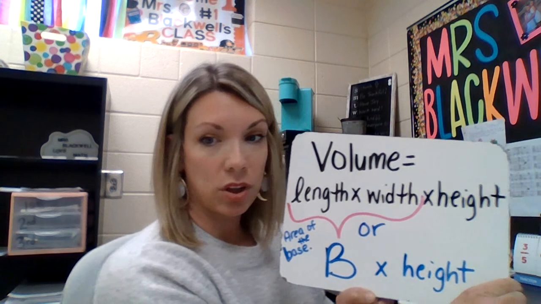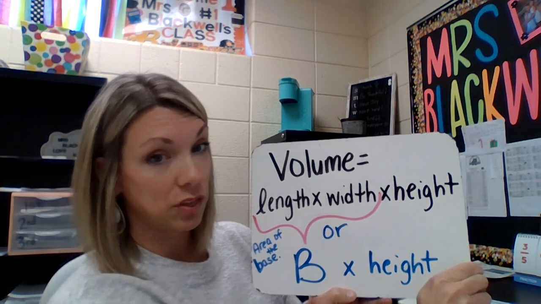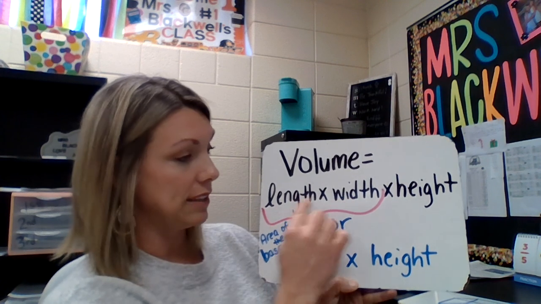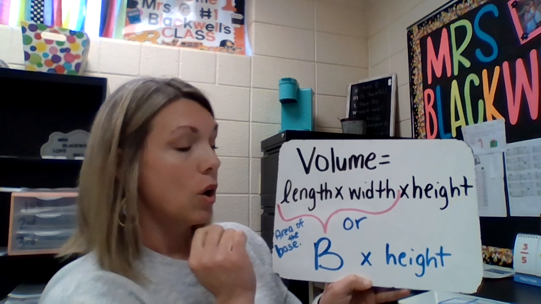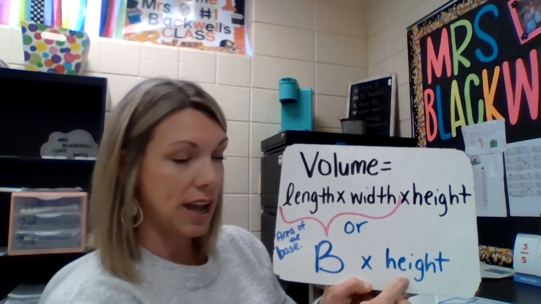So let's look at the formula. All right, so we have volume here. Volume is length times width times height. Three things. We said that. Length times width times height is volume, or area of the base times your height.